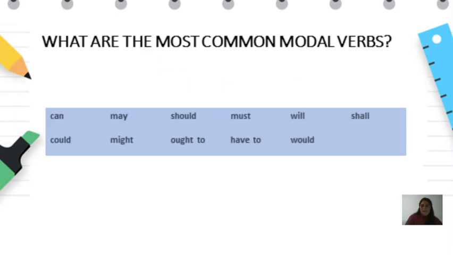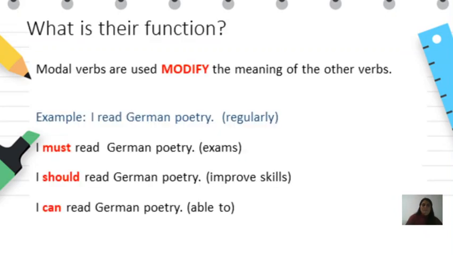Let's start. What are the most common modal verbs that we already know? Can and could, may and might, should, ought to, must, have to, will, would, and shall. And what's the function of the modal verbs? To modify or change the meaning of the other verbs.